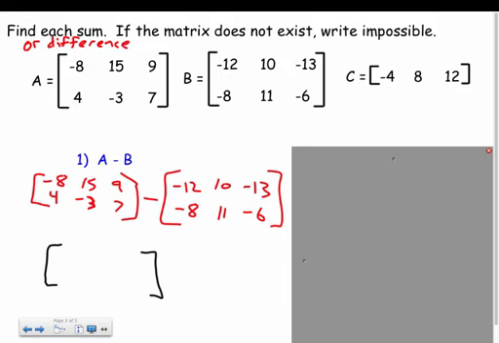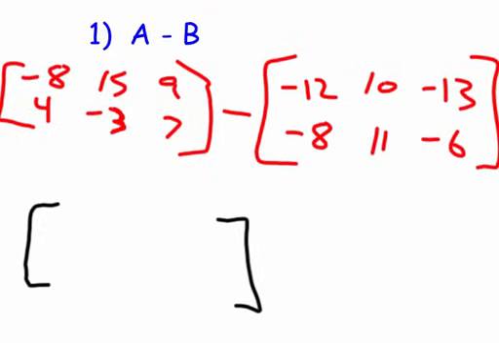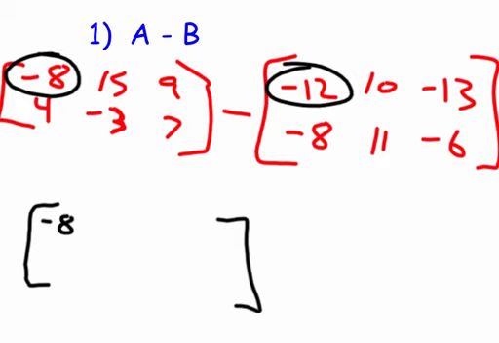Well, it's A minus B. So all I do is take the element subtracted by the element in the exact location. So I would take -8 minus -12, because they're both in row 1, column 1. So -8 minus -12, that's what I'm doing right here, which is really -8 plus 12, which gives me +4.